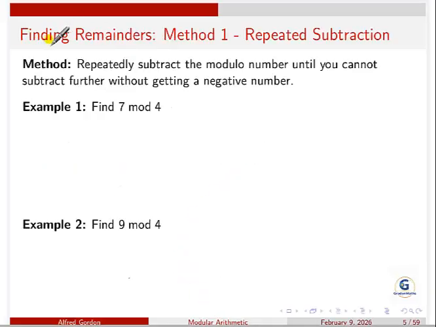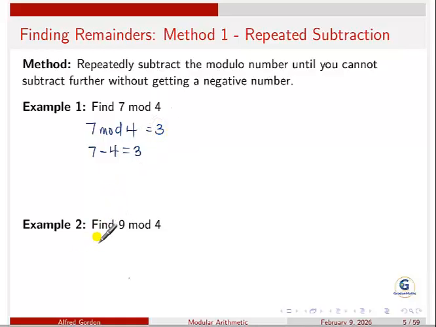Good. Now, finding remainders, method 1: using repeated subtraction. This method repeatedly subtracts the modulo number until you cannot subtract further without getting a negative number. The first one, we have 7 mod 4. So we are going to subtract 4 until we get a negative. 7 minus 4 gives us 3. But when we do 3 minus 4, we are going to get a negative, therefore 7 mod 4 is equal to 3.